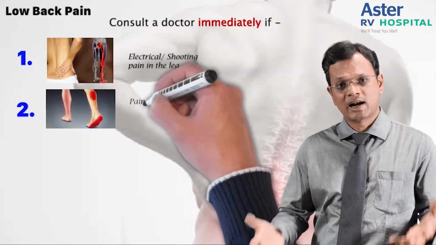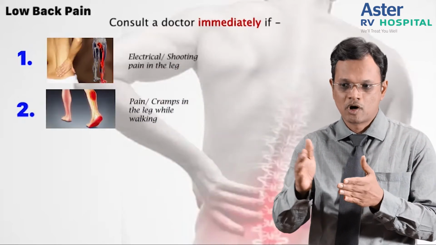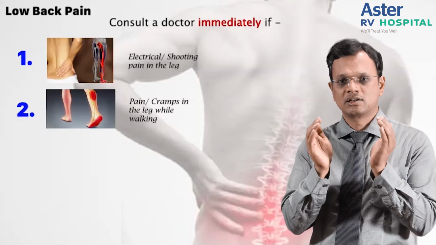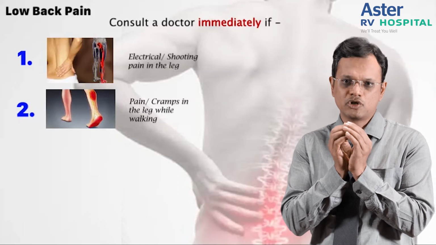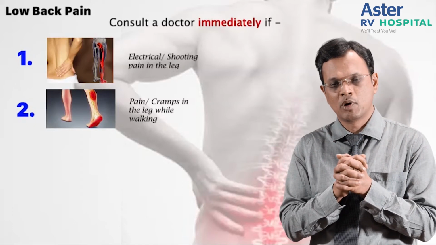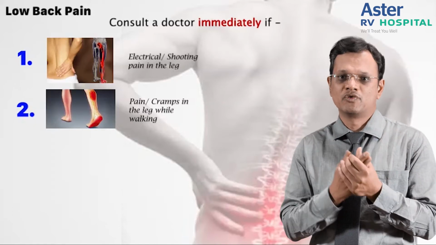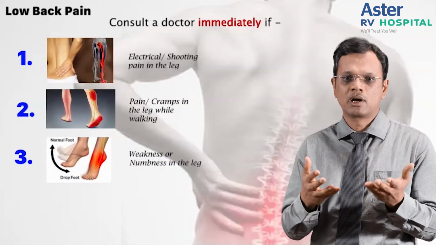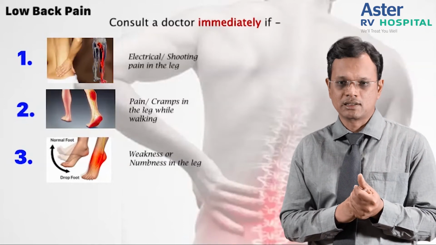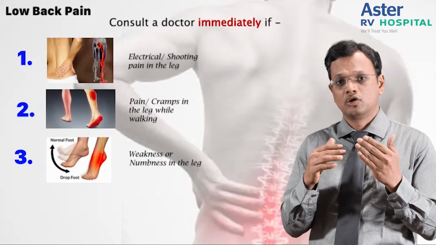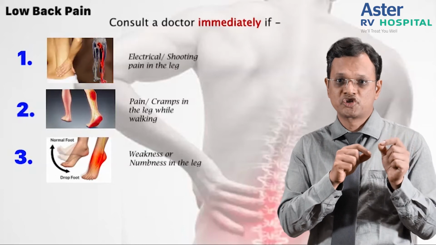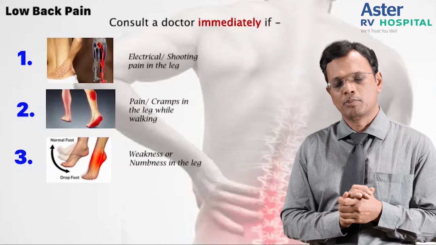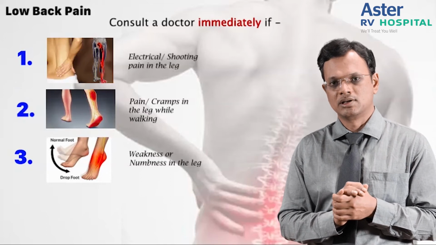If you start developing cramps in the legs, that is, if you walk for a certain distance and you start developing cramps in the legs, that is again an indication that the space for the nerves is getting reduced, a condition that is more common in the elderly population, and again this requires evaluation and appropriate treatment. The third, a more ominous cause, is numbness or weakness that can develop in the legs. Again, these are conditions where the nerve is getting damaged or the function itself is coming down or getting impaired, and you require an appropriate consultation at the right time in these cases.